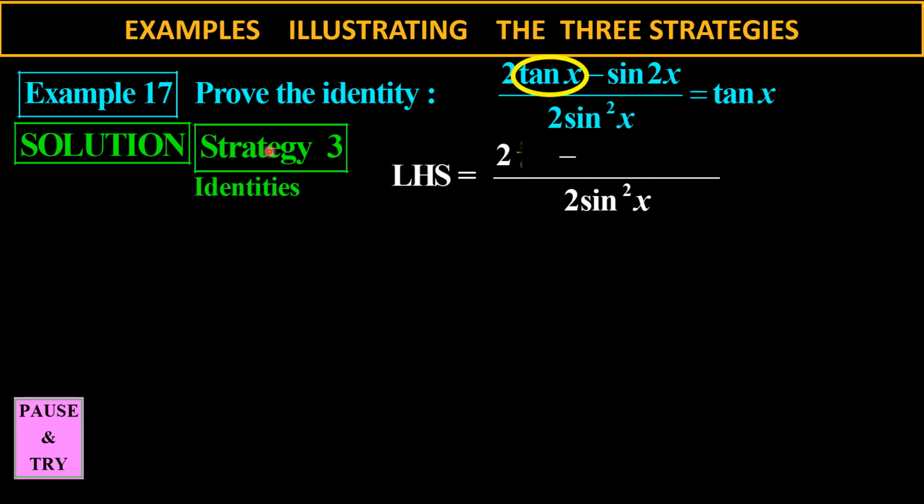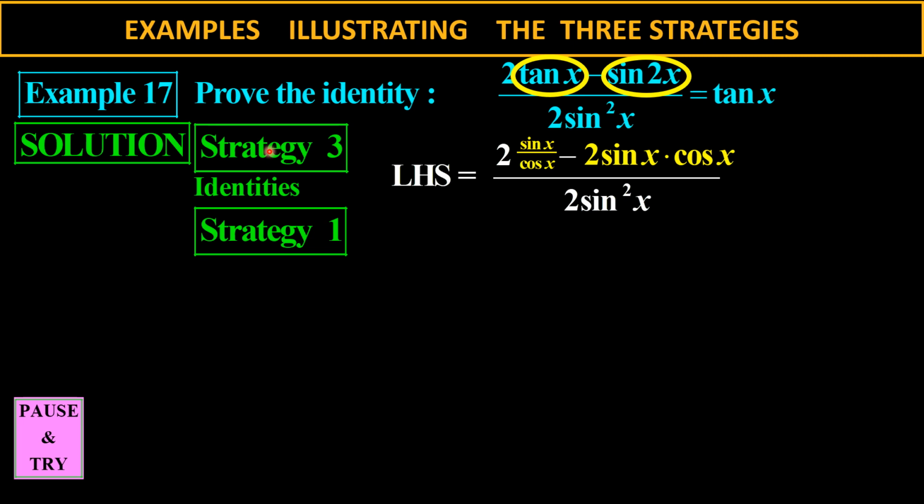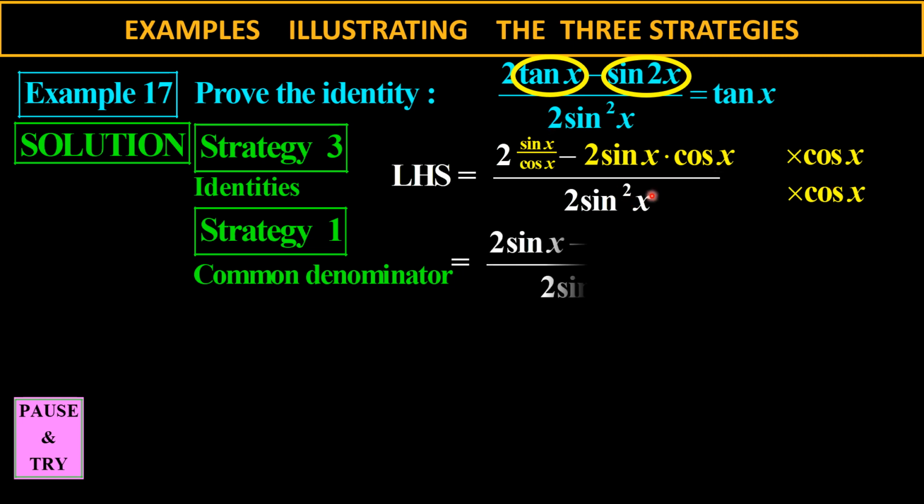The tangent, we can replace that by sin x over cos x, and sin 2x we can replace by 2 sin x cos x. Right? Now we want to simplify. And what can we do here? That's correct. We have fractions, so there's a common denominator. The common denominator is cos x, so we can multiply both the numerator with cos x and the denominator with cos x. If I multiply the numerator and the denominator by the same value, I'm not changing the expression there. So let's do that.